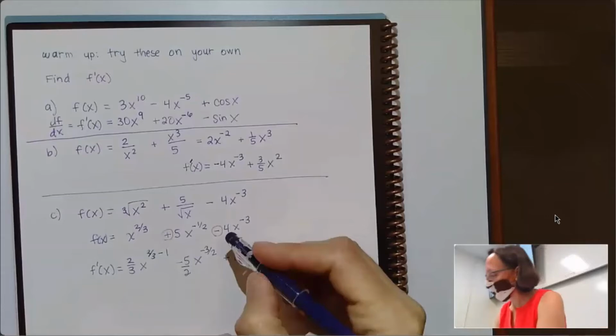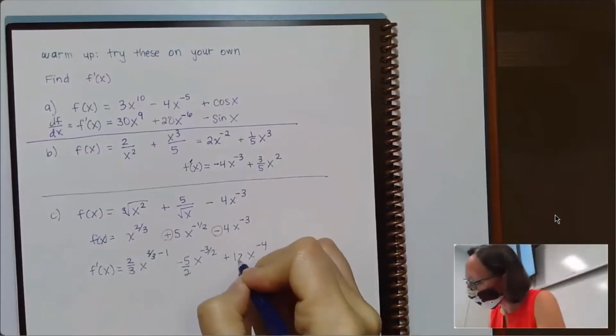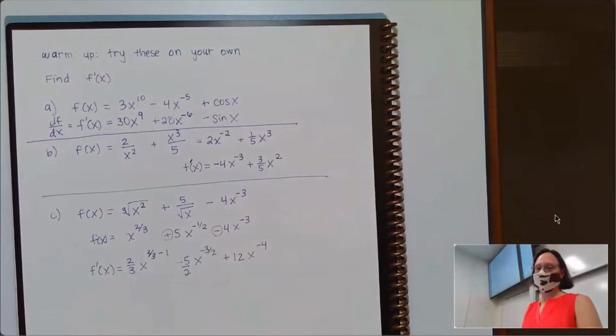Oh, the coefficient is 12. Yes, thank you. See, I told you, I make mistakes. That's why I paused. Thanks. I think maybe that's it.